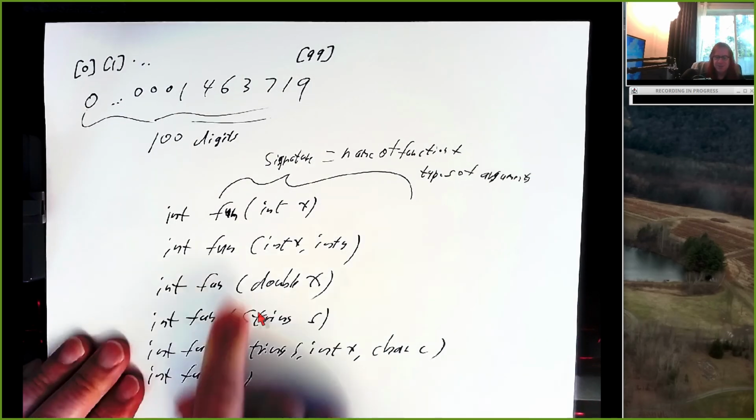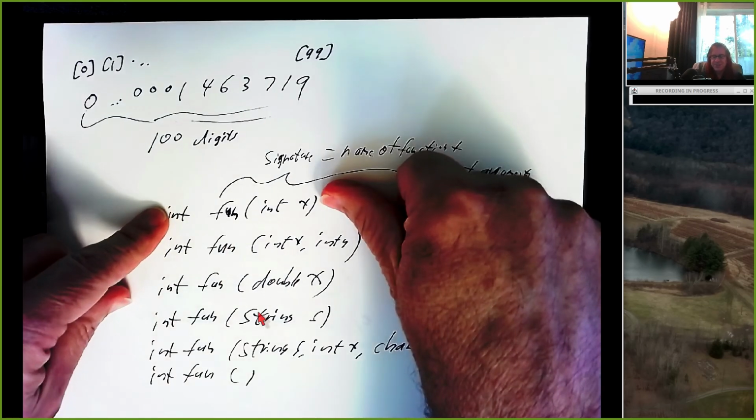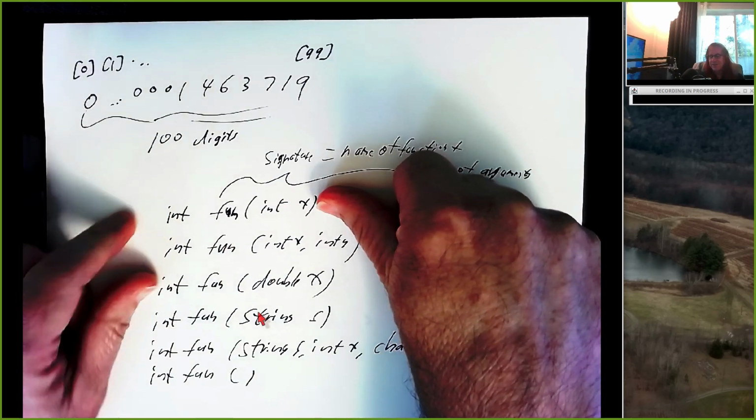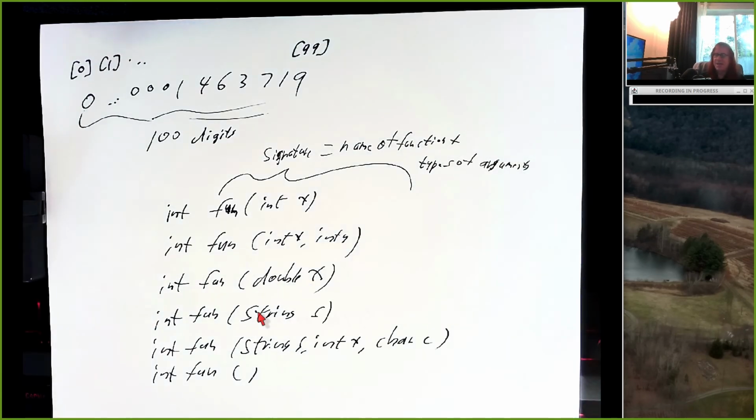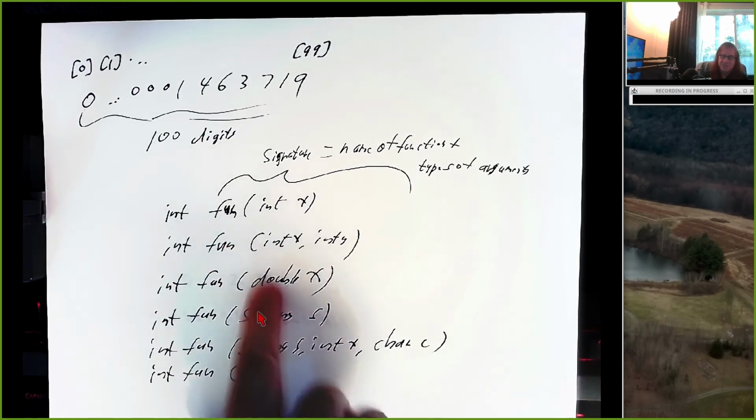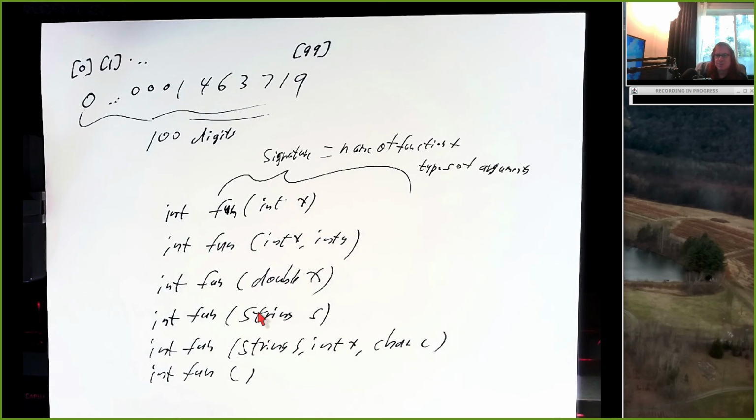So a function fun that takes one int, that would be this function. If I call fun with a string, it would run this function. And you just write these in your same file as different functions. And the compiler figures out which one of these you mean by the name of the function and the types of arguments you're passing to it.